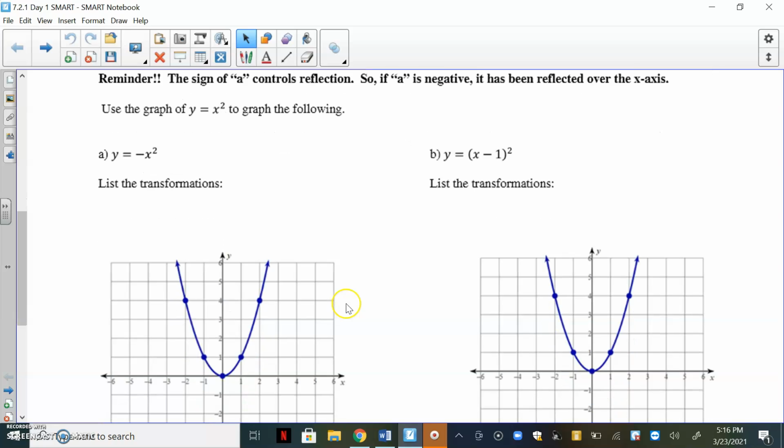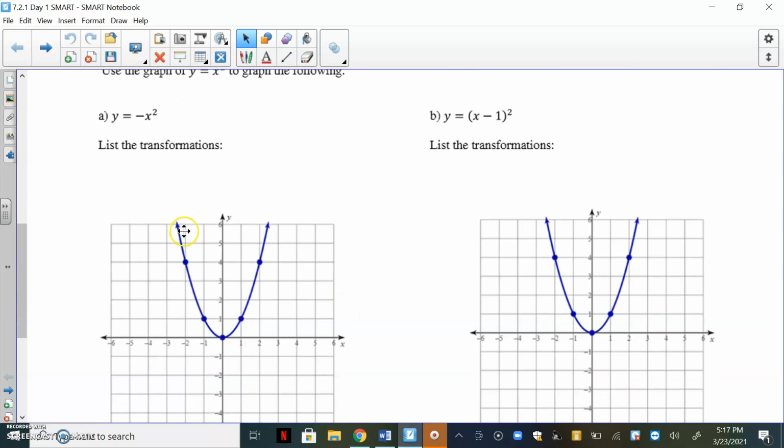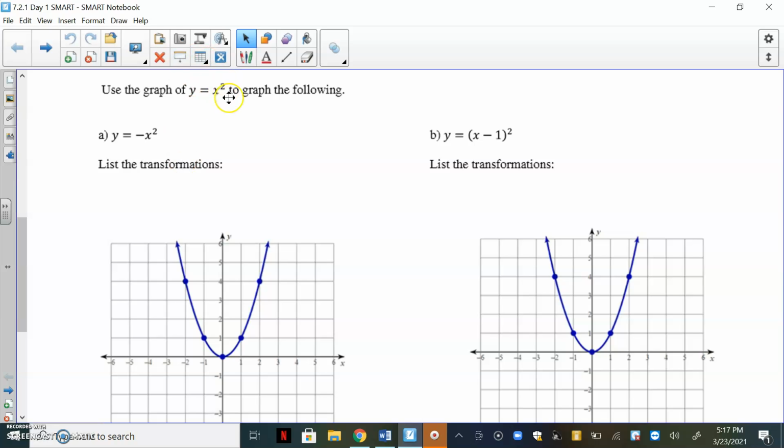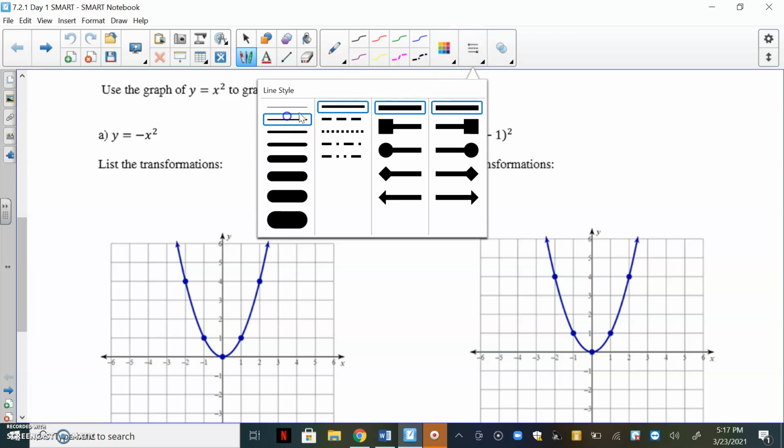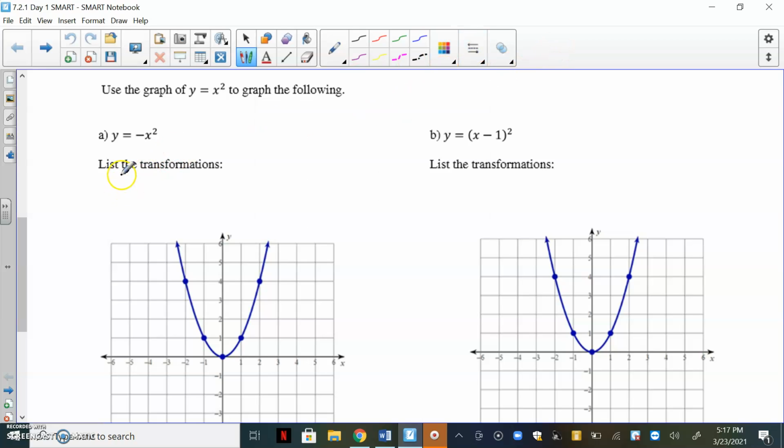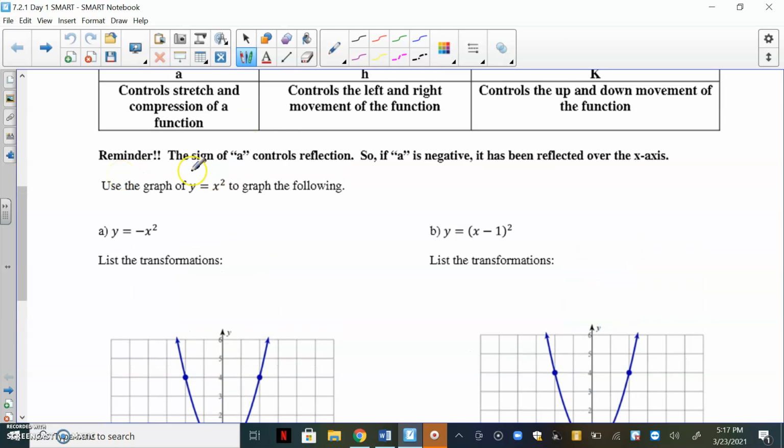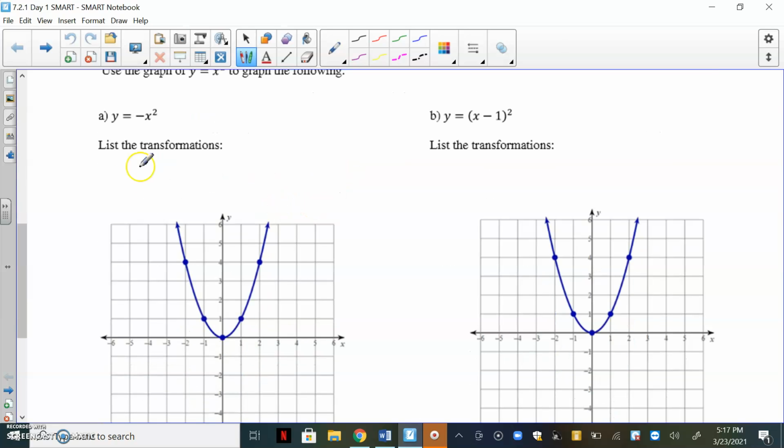So at this point, we are just going to go ahead and draw some of these transformed graphs. We're working with the parent function y equals x squared, and we're just going to do one at a time. So if I had y equals negative x squared, I can see that there's a negative sign right in front of my equation, and that tells me, just like we talked about up here, that there is a reflection. So we're going to list that there's a reflection.